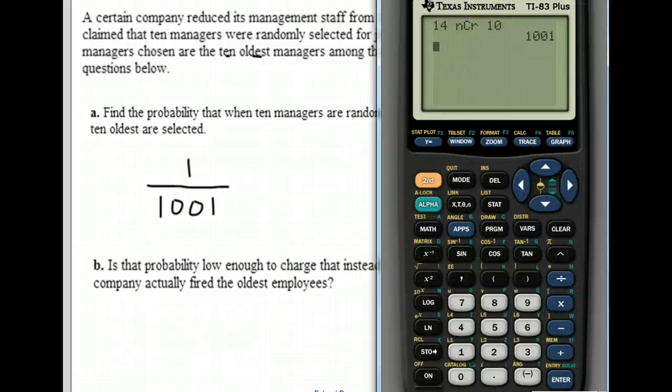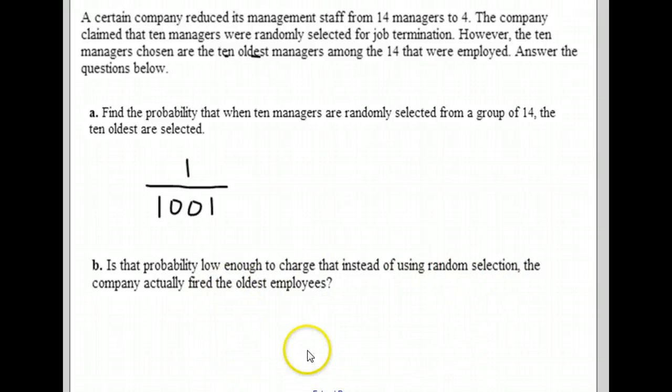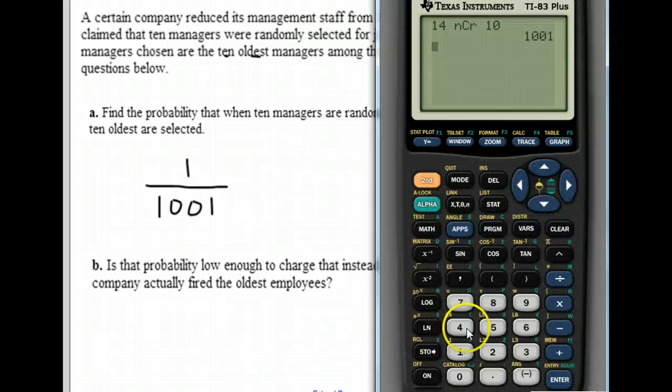And then part 2 says, is that low enough? Is that probability low enough to charge that instead of using random selection, they're just firing the oldest employees, trying to get the people making the most money out of the door? Well, if you take 1,001 as the denominator, 1 is the numerator, we get point 3 zeros and then 3 nines.